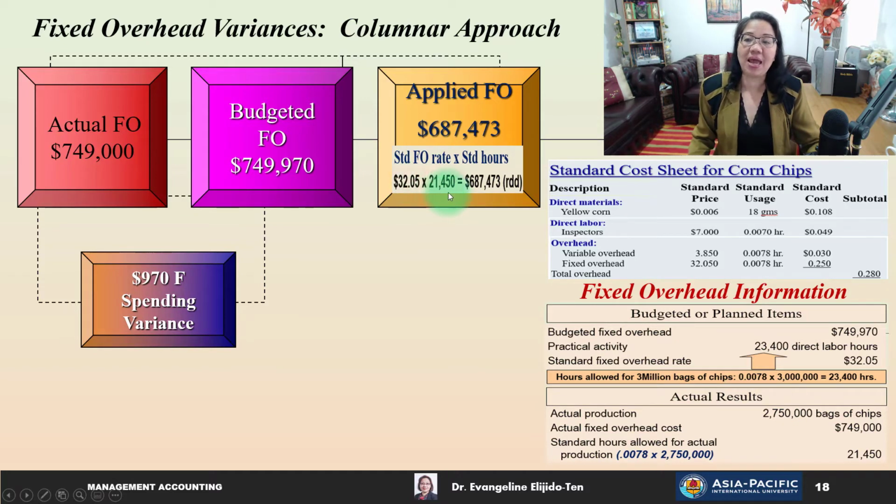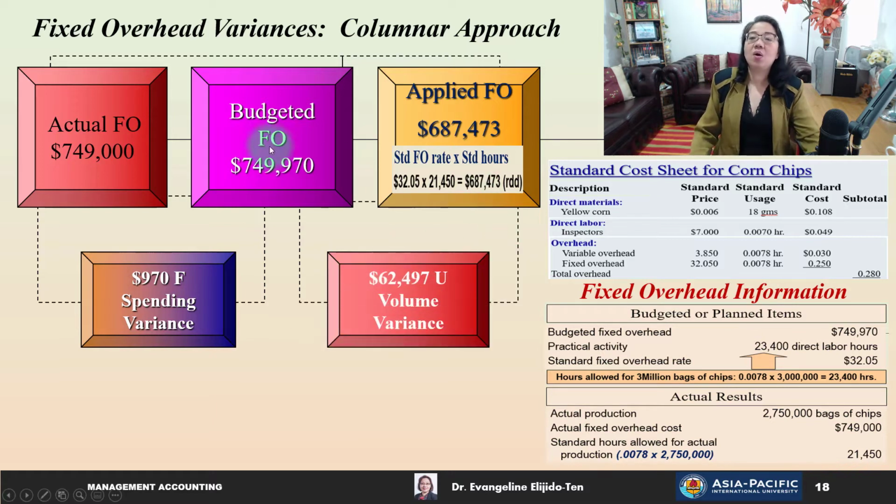Then we multiply that by the standard hours for the actual volume. Well, we've already calculated that. That's the standard hours allowed for actual production. Remember, our actual production is only 2,750,000, even though we have budgeted and we have capacity for 3 million bags of corn chips. But we only produced 2,750,000. The standard hours allowed is 0.0078. So we'll multiply that, and that's how we got 21,450. So now, when we multiply 21,450 labor hours times the standard fixed overhead rate of $32.05, we get the applied fixed overhead of $687,473 rounded.